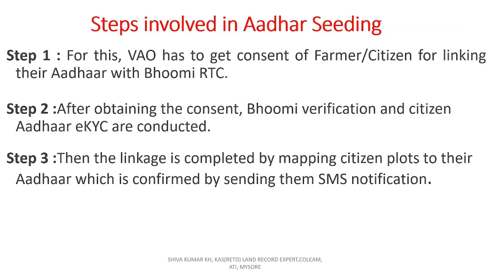So, what are the steps involved in the Aadhar seeding? Here there are only three steps. For this, the VAO has to get the consent of the farmer, that is the citizen, for linking their Aadhar number with Bhumi RTC. The second step is, after obtaining the consent, Bhumi verification and citizen Aadhar eKYC are conducted. In step 3, the linkage is completed by mapping citizen plots to their Aadhar, which is confirmed by sending SMS notifications.